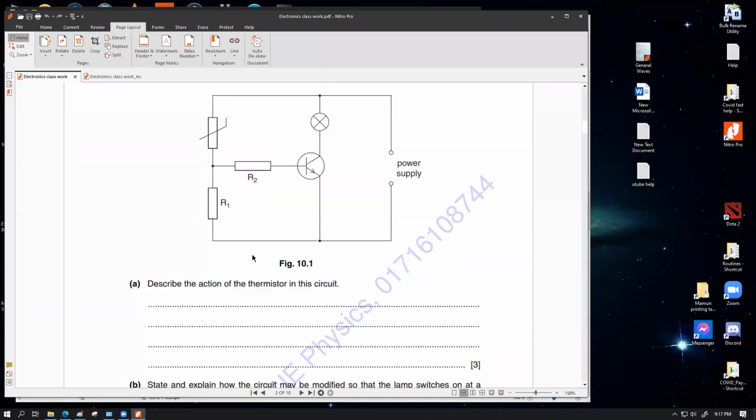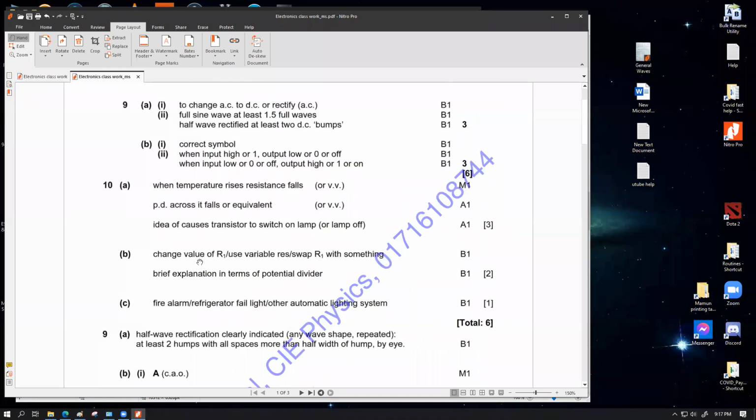So, yep. Sir, could you repeat one last time? Change value of R1 or use variable resistance or swap R1 with something. Brief explanation in terms of potential divider. So this type of marking is a bit difficult because it leaves the choice on the examiner as to what they should expect from you.